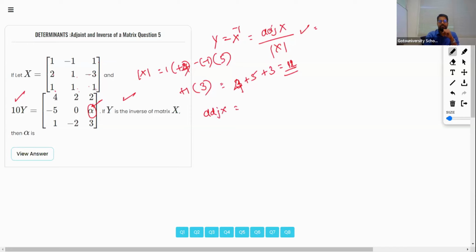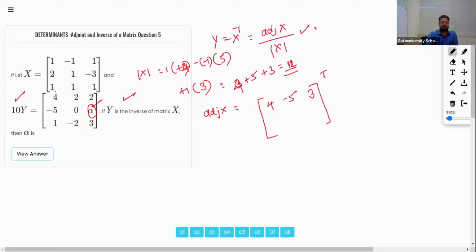Adjoint of X is going to be the transpose of cofactors. So again, what is the cofactor of this? 1 plus 3, 4, right? For this we already have it, but it has to be minus 5 because we are going to put a negative sign. And the cofactor of this we already have here, which is 3, right?